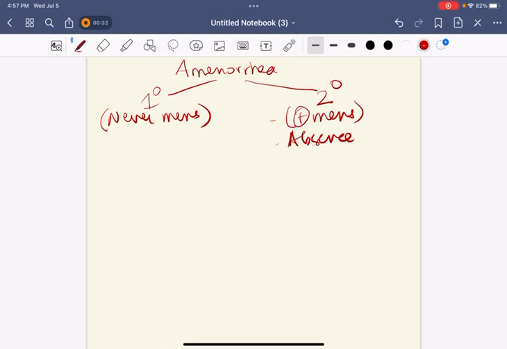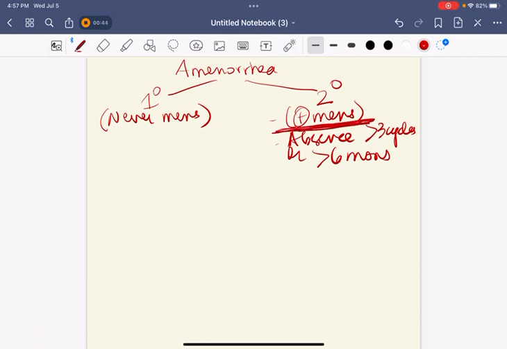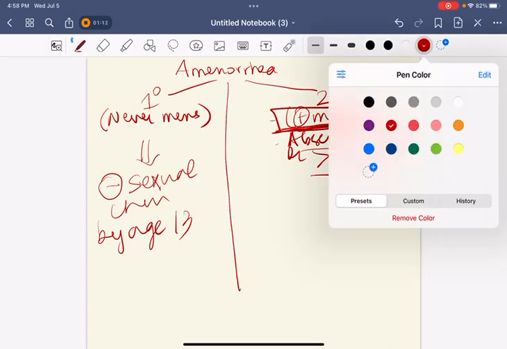Probably absence of more than 3 cycles or more than 6 months. There will be presence of menstruation before. Like the patient has menstruated before, but recently the patient stopped menstruating for the last 3 cycles or the last 6 months. Okay. For the primary, there will be no secondary sexual characteristics by age 13. So this is what you call primary and secondary amenorrhea.